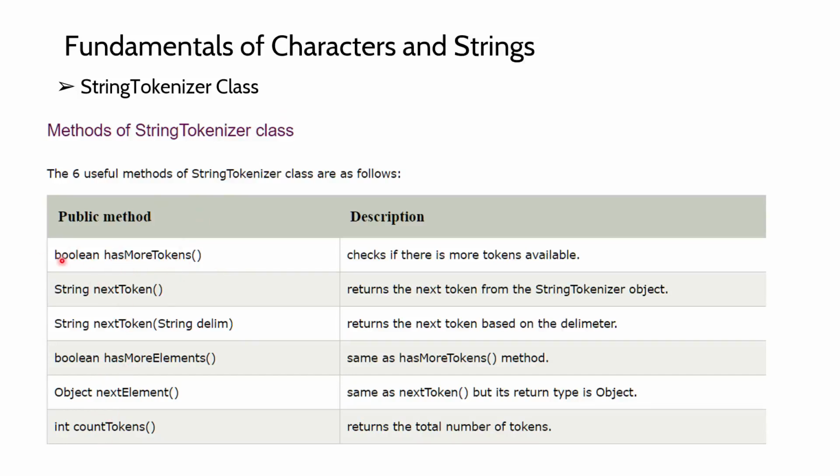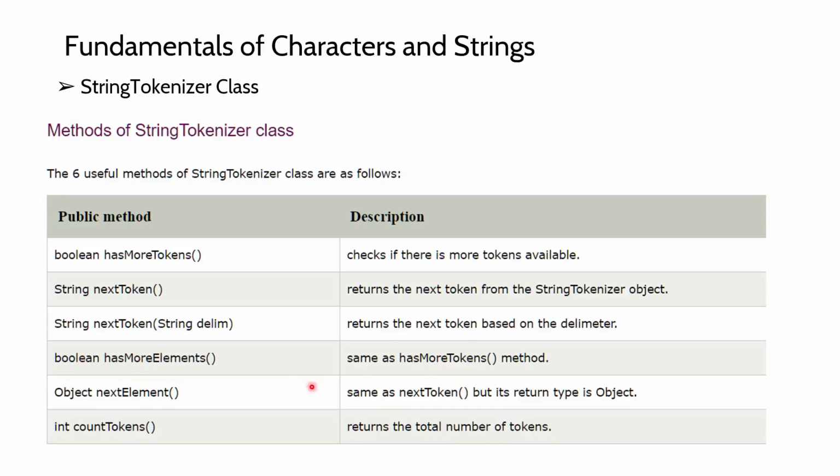hasMoreTokens returns a Boolean and checks to see if there are more tokens available. nextToken returns the next token from the StringTokenizer object, and obviously this returns a string. nextToken with a delimiter also returns a string, returns the next token based on the delimiter.